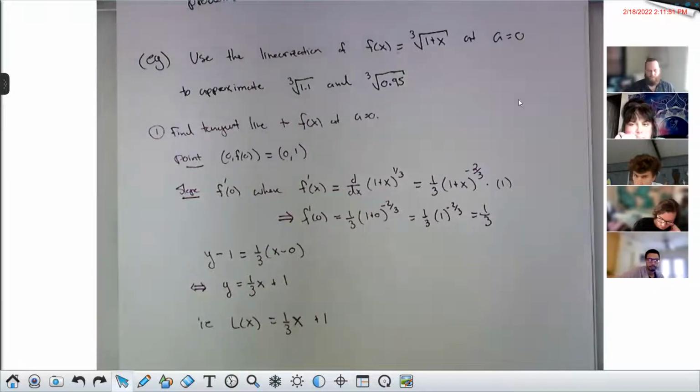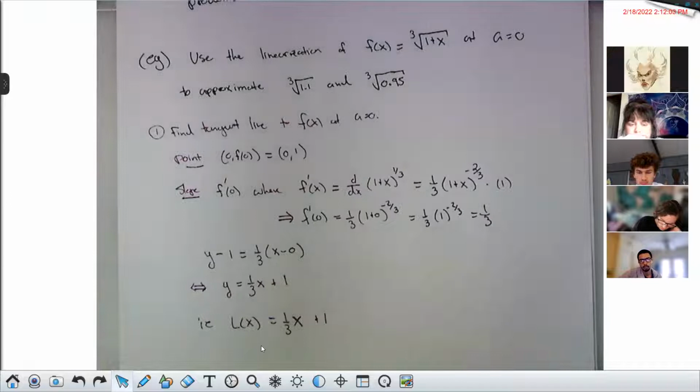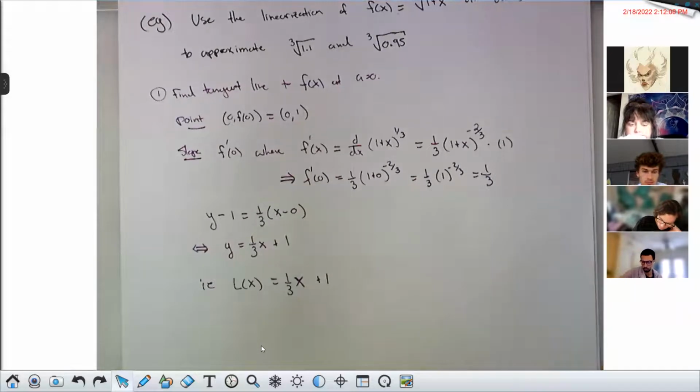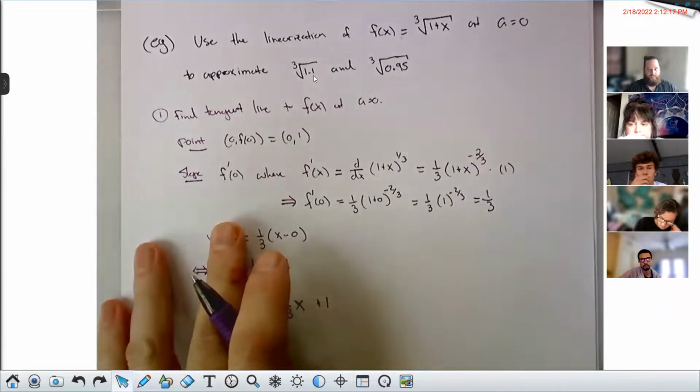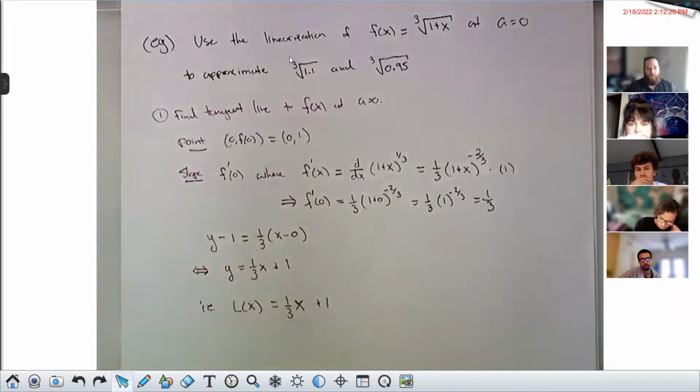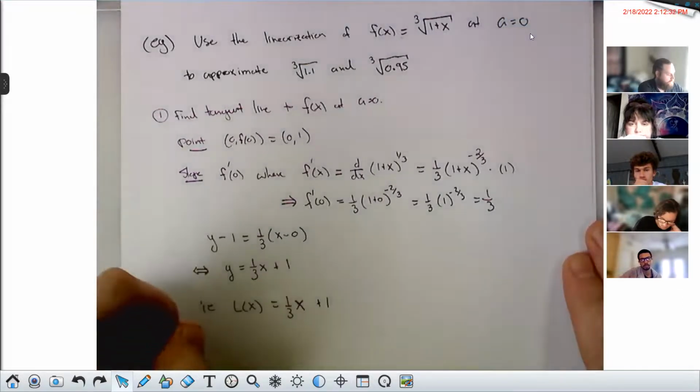Let me ask the question another way. What input should I be using for x in the original function f to get the cube root of 1.1? 0.1. Very good. Because f of x is not the cube root of x. It's the cube root of 1 plus x. So the value of x I'm going to be plugging in to get this approximation is not 1.1, it's 0.1, which is reasonably close to 0. That I am not worried about at all.